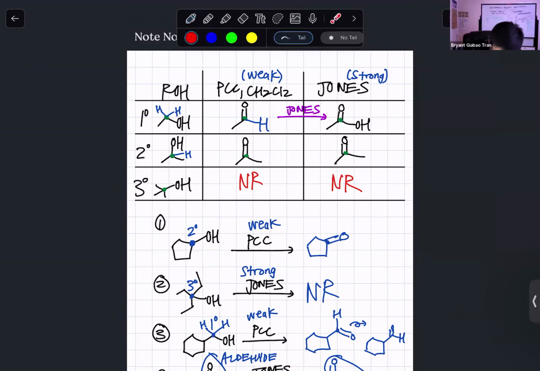Yeah, it will make a double bond to oxygen and go all the way to a carboxylic acid from a primary alcohol. If we use a weak oxidizing agent like PCC, it will just make a double bond to oxygen and nothing else. That's when we stop there. But if we use a strong one like Jones, we keep going. We add another oxygen to go to the carboxylic acid.